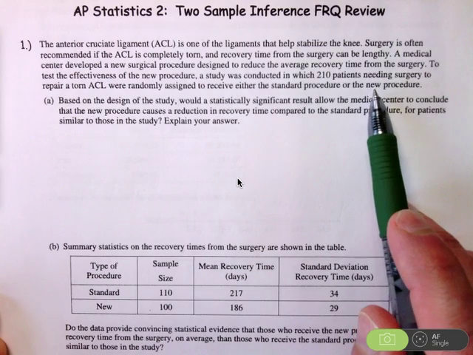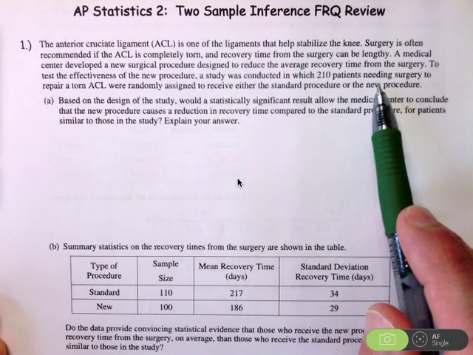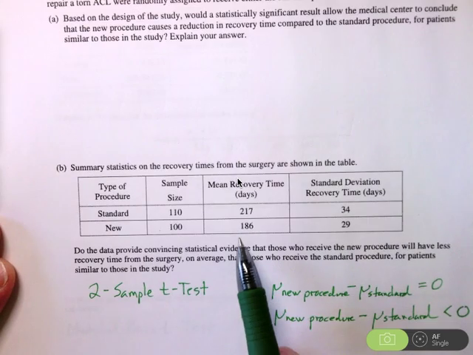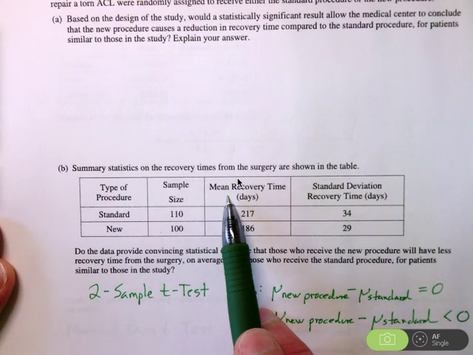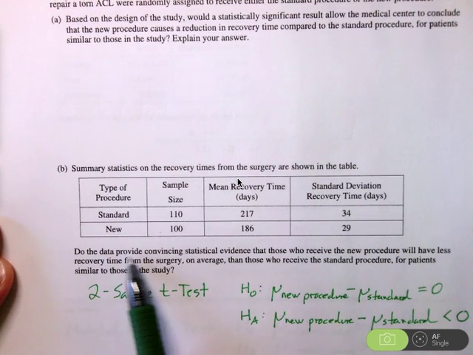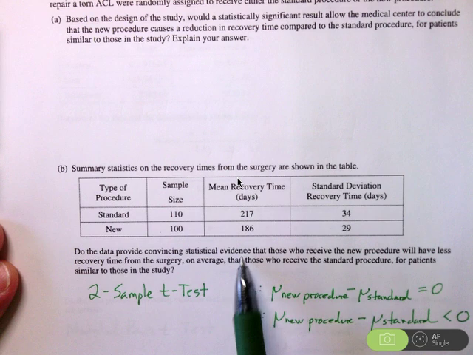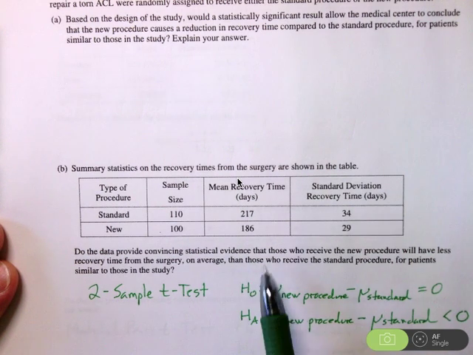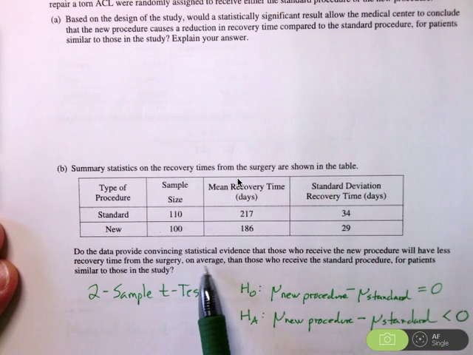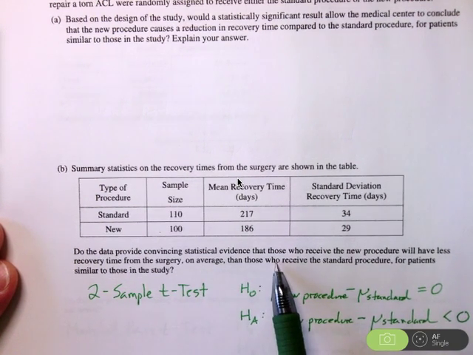Because we have random assignment to treatment and control groups, if you will, this is a two-sample situation, and because we are looking at recovery time, in fact it even says mean recovery time, this is going to be a two-sample t-test. The reason we need to use a test is because a direction has been specified. So do the data provide convincing statistical evidence, there's the word why we should use a test, that those who receive the new procedure will have less recovery time from surgery on average than those who receive the standard procedure.